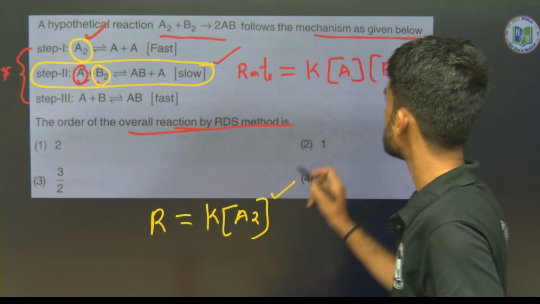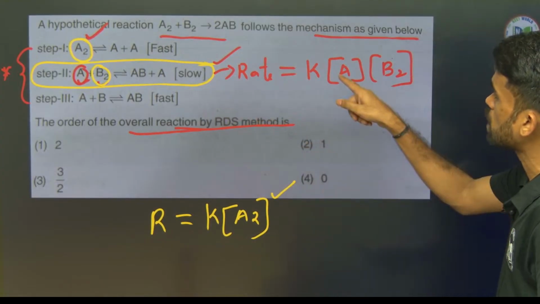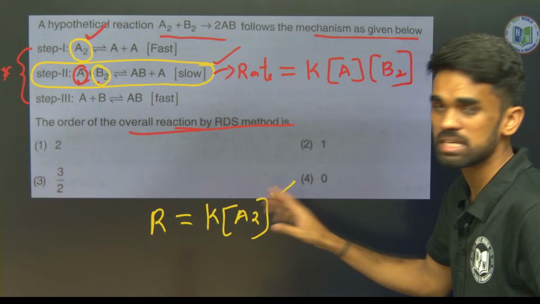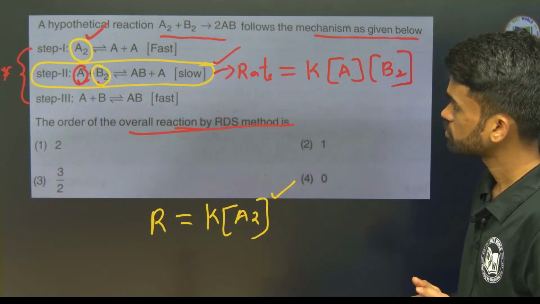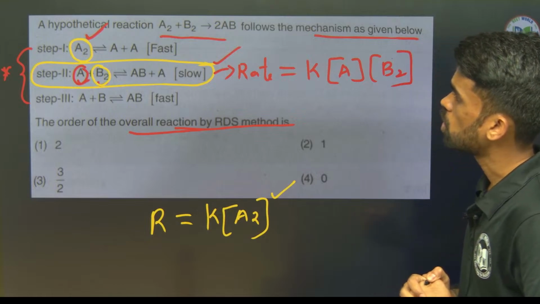It should be like this, but we have some other thing from this rate determining step. So you need to convert this equation in terms of this A2. So how can you make that? That will be your big question here.